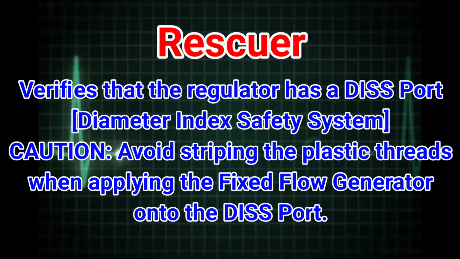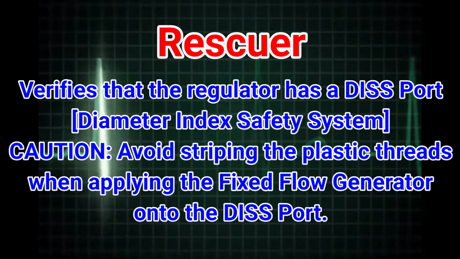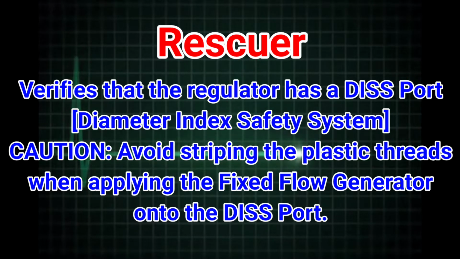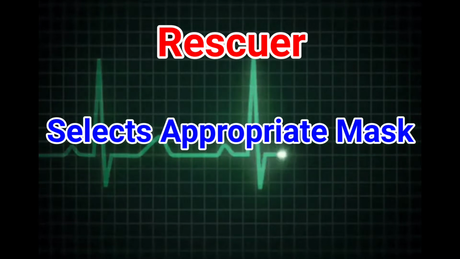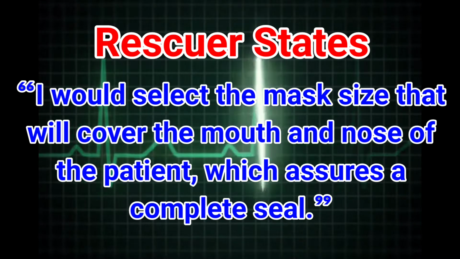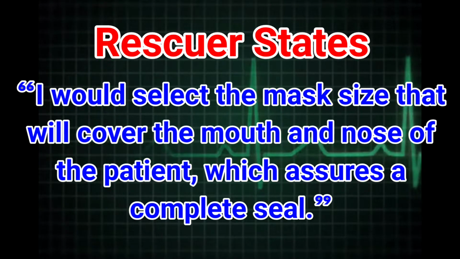Rescuer assembles CPAP equipment. Rescuer verifies that the regulator has a disport, Diameter Index Safety System. Caution: avoid stripping the plastic threads when applying the fixed flow generator onto the disport. Rescuer selects appropriate mask. Rescuer states, "I would select the mask size that will cover the mouth and nose of the patient, which assures a complete seal."